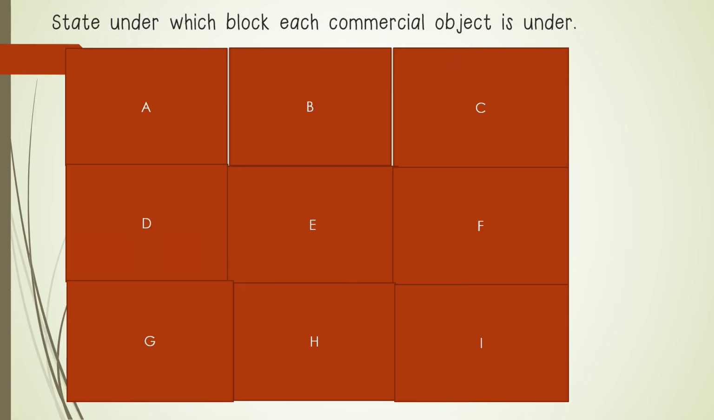If we take a look at our screen now, you can see that I have covered it with blocks with letters of the alphabet on it. So we have A, B, C, D, E, F, G, H, and I. Now you need to remember where the pictures of the commercial farming objects were and under which block they are placed.